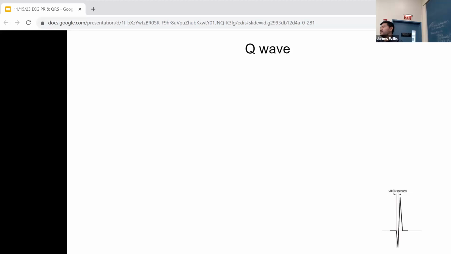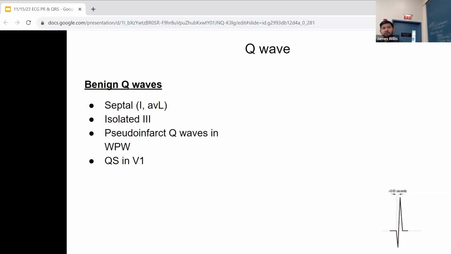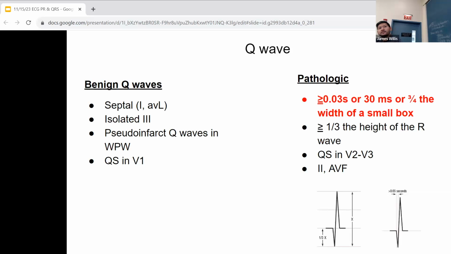There's also a width criterion that would be suggestive of a pathologic Q. It's a little bit less than one small box, so 0.03 seconds. And then you can have something called a QS wave in V1, which is normal, where you don't have an R wave, so the Q and S wave are merged together. But if you see one in V2, that's abnormal.